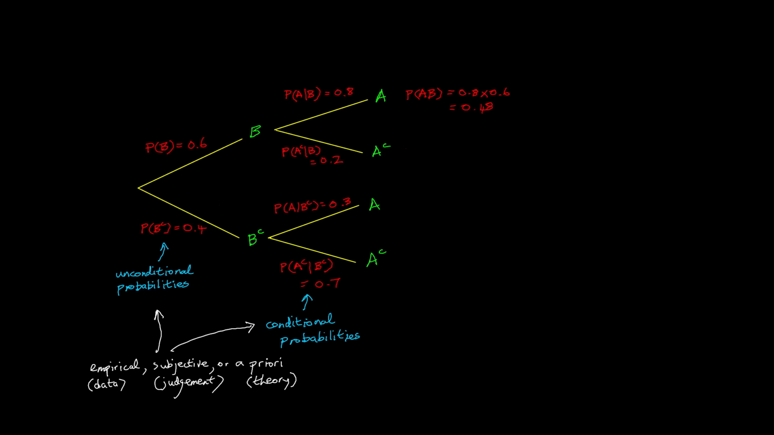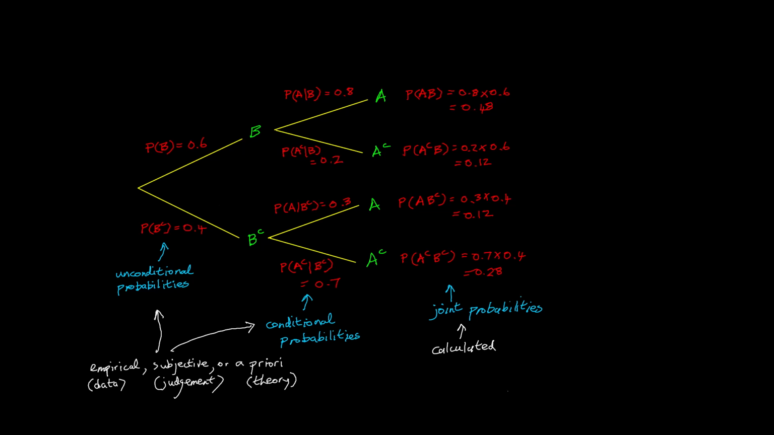We apply exactly the same principle to the other 3 branches, and we label them as the joint probabilities. We also note that the joint probabilities are calculated in contrast with the empirical, subjective, or a priori sources mentioned earlier. We then complete the tree by calculating the overall probabilities of A occurring or not occurring given the probabilities we've been working with so far.